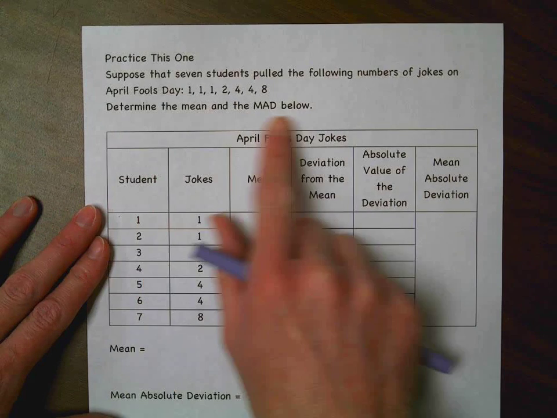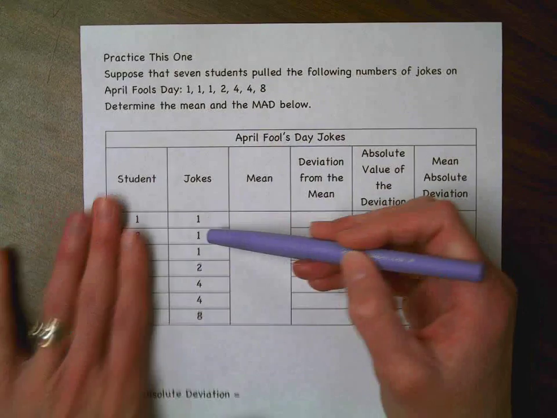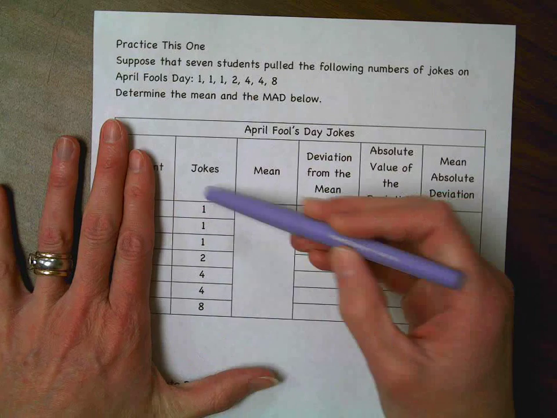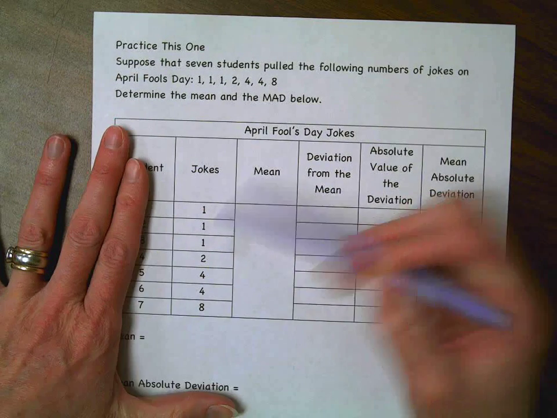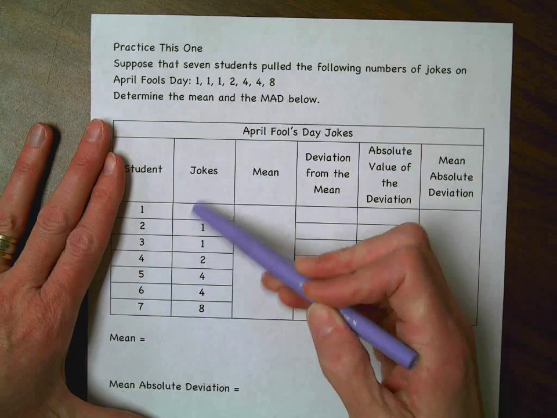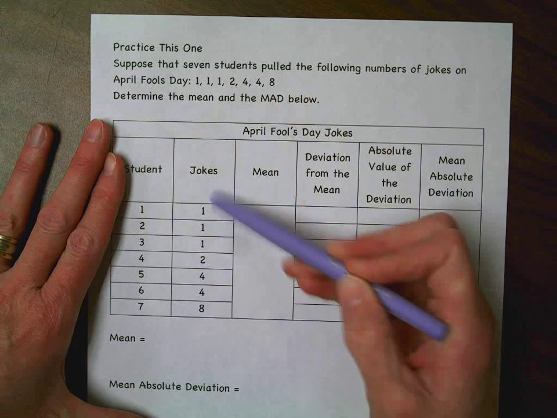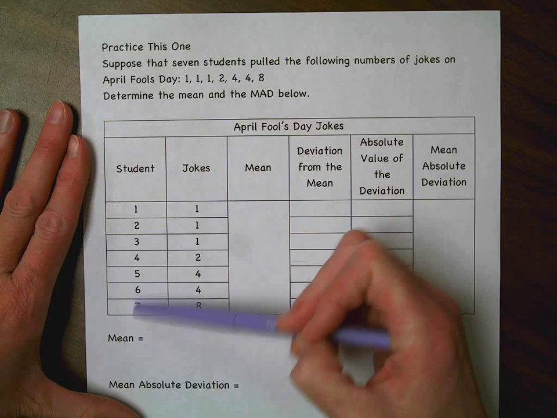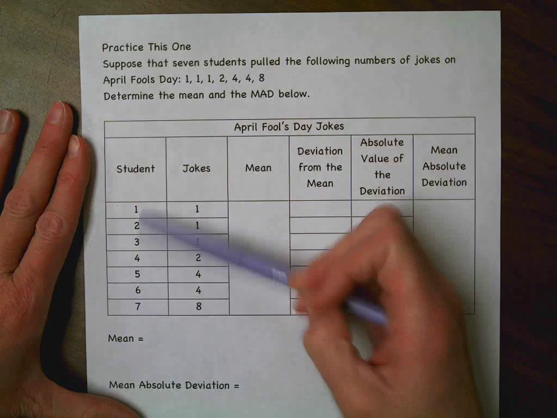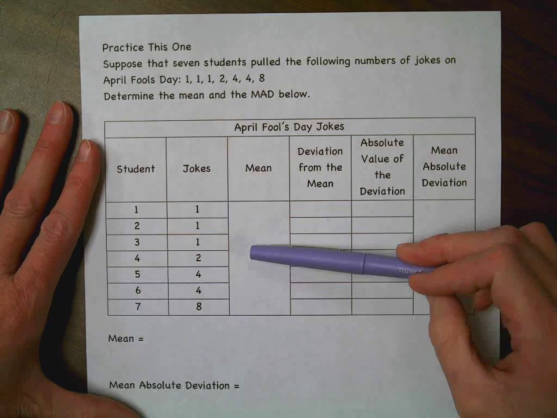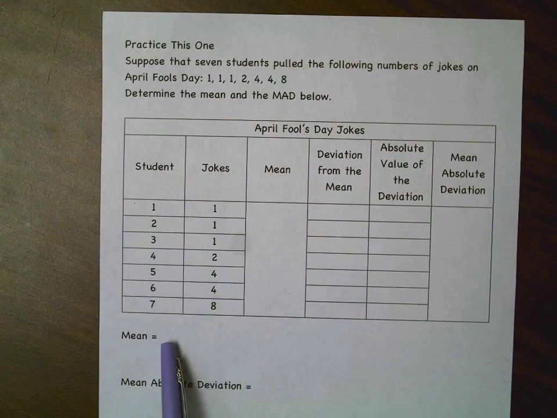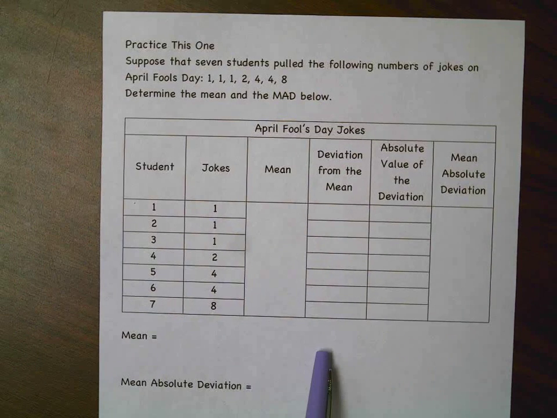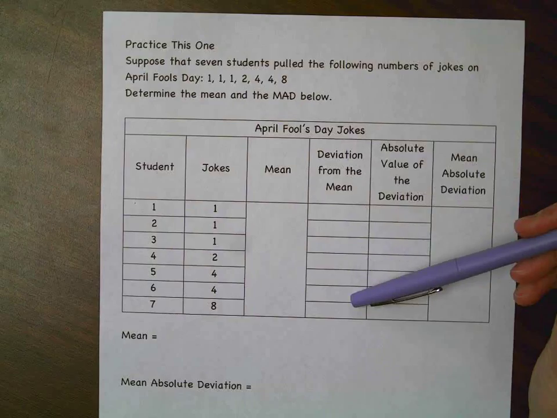Okay, your job is to determine the mean and the MAD below. So don't look at the student numbers. Don't let that confuse you. Look at the jokes. So again, you're going to find the mean. So remember, we add all of the data points up. So these are your data points. So you're going to add all of those up and divide by 7, because there are 7 kids. Write your mean in here. Show your work right here, like we did on the other page.